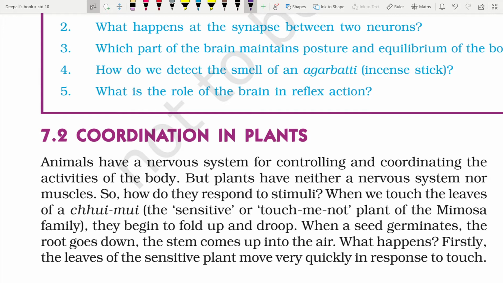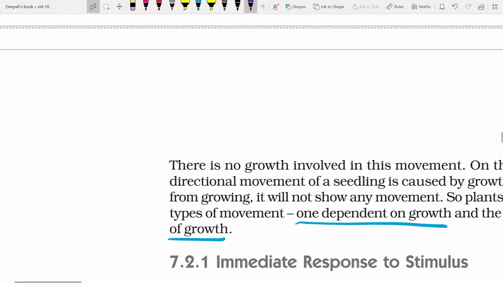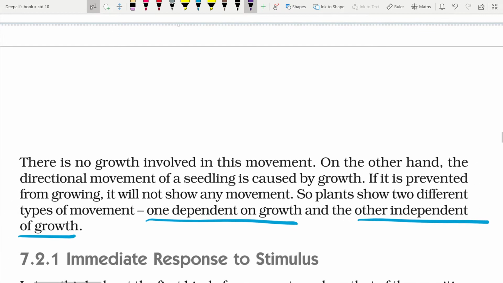Firstly, the leaves of sensitive plants move very quickly in response to touch, whereas there is no growth involved in this movement. On the other hand, the directional movement of a seedling is caused by growth. If it is prevented from growing, it will not show any movement. So, plants show two different types of movement, one dependent on growth and the other independent of growth.